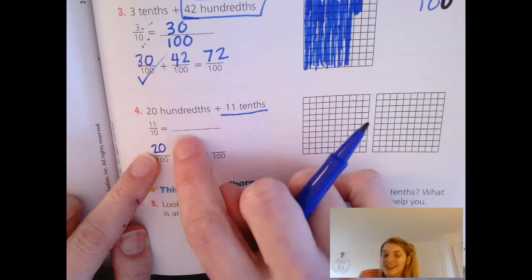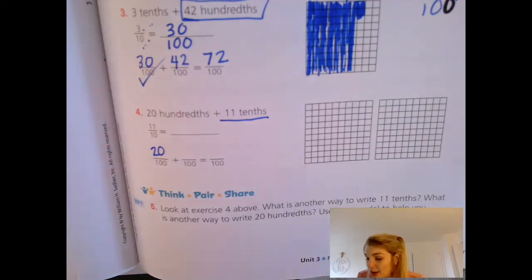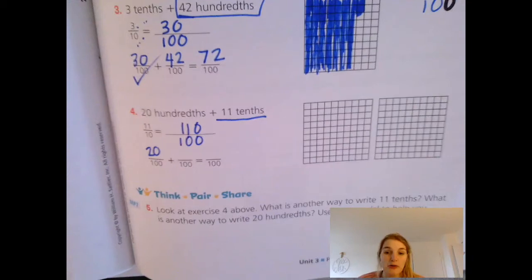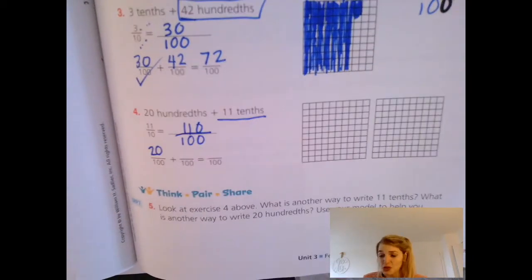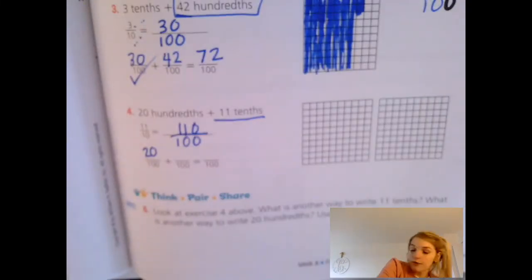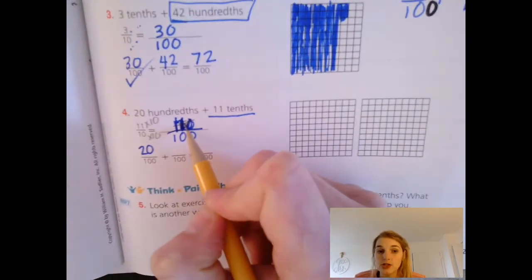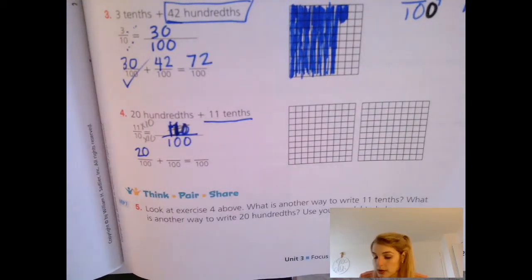So if we have here 20 hundredths plus 11 tenths. All right, so 11 tenths is the same thing as 110 100ths. And that is an improper fraction, and that's absolutely okay. That just means it's more than 1. So how did we get there? We multiplied the top by 10 and the bottom by 10. 11 times 10 is 110. 10 times 10 is 100. So let's rewrite that here.